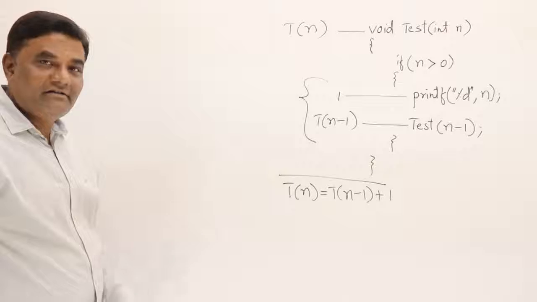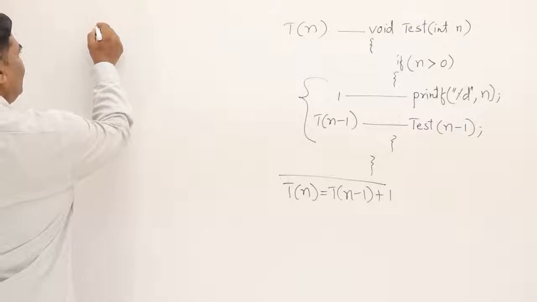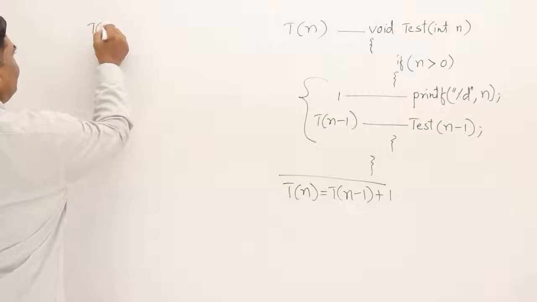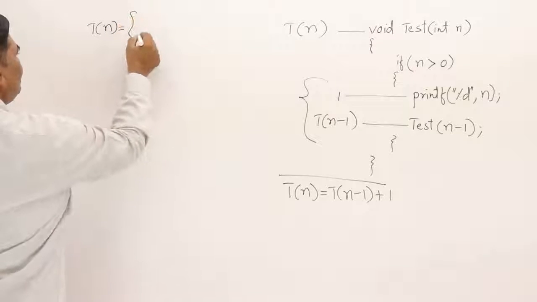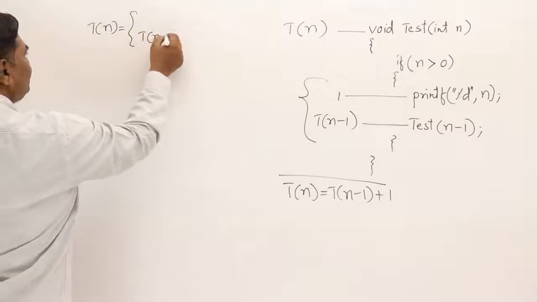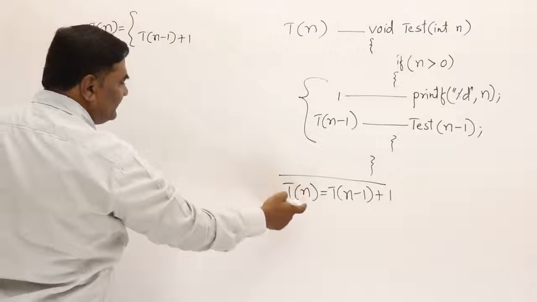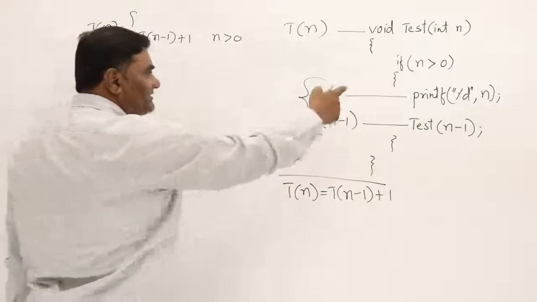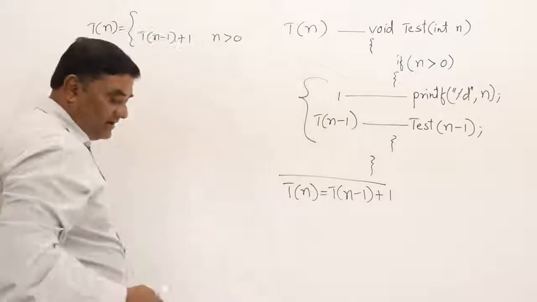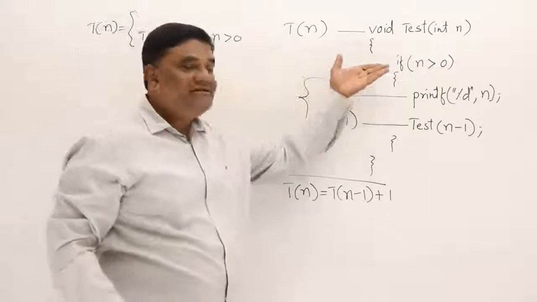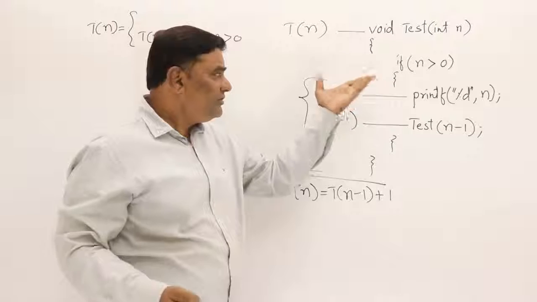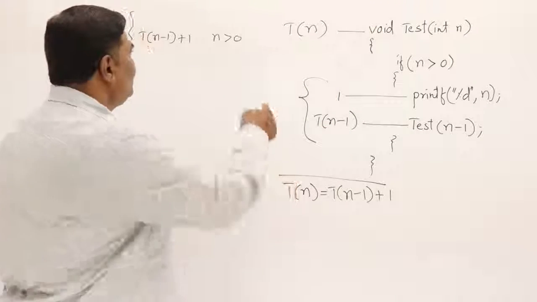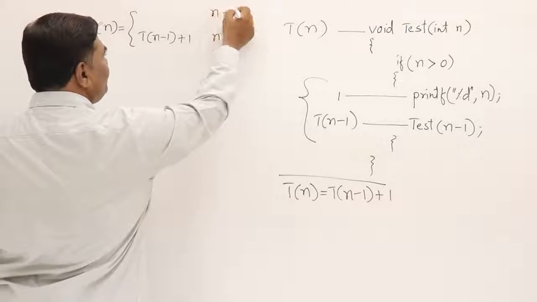Now let us write a recurrence relation. Tn is equal to Tn minus 1 plus 1, when n is greater than 0. Yes, when n is greater than 0, this is the time. What happens if n is equal to 0? It's not doing anything if n is equal to 0.